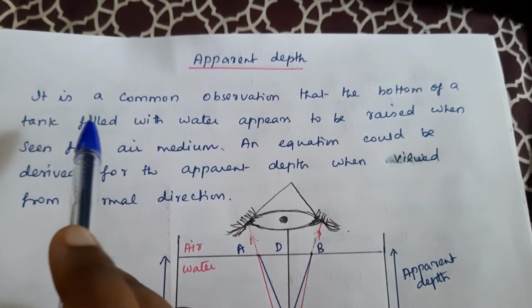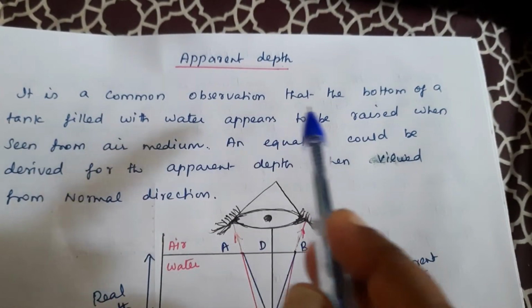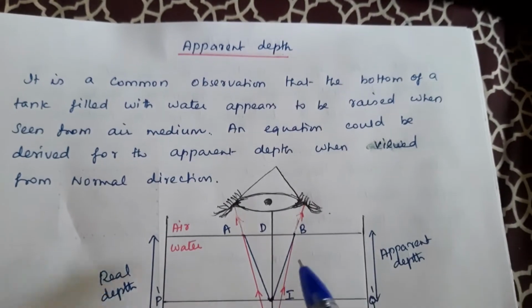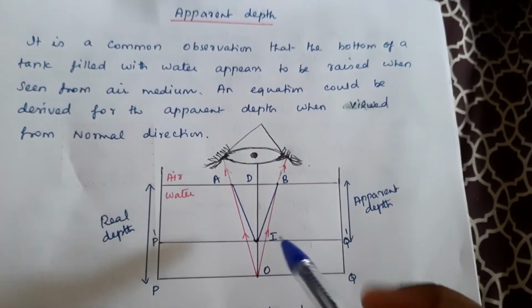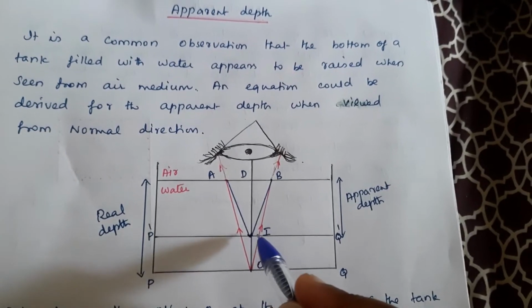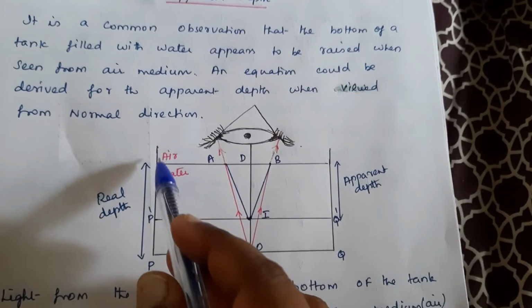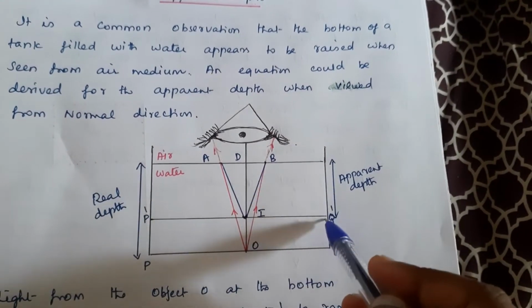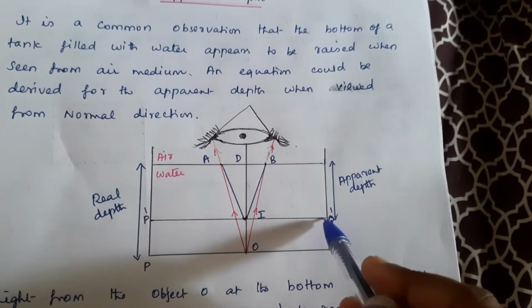Apparent depth. Now it is a common observation that the bottom of a tank filled with water appears to be raised when seen from the air medium. That is, when you are seeing from the air medium, the bottom of the tank appears to be raised. This is the real depth of the tank, and it is seen to be raised to this distance. So we call this the apparent depth.